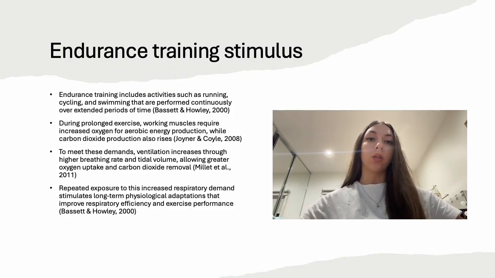Endurance training includes activities such as running, cycling, and swimming that are performed continuously over a long period of time. During these types of exercises, muscles require more oxygen to produce energy aerobically, while carbon dioxide production is also increased. To meet these demands, ventilation increases through faster and deeper breathing, allowing more oxygen to enter the body and more carbon dioxide to be removed.